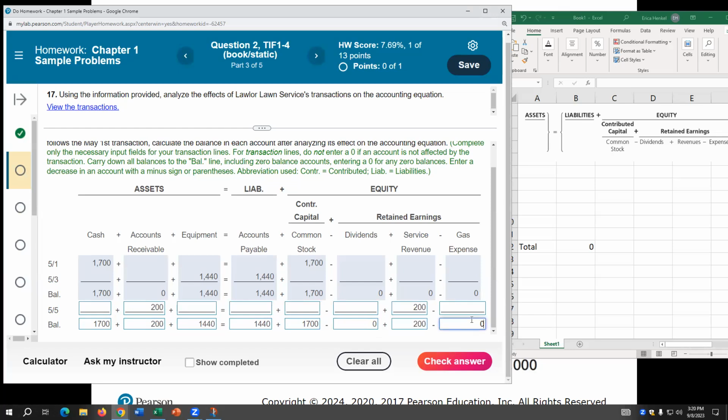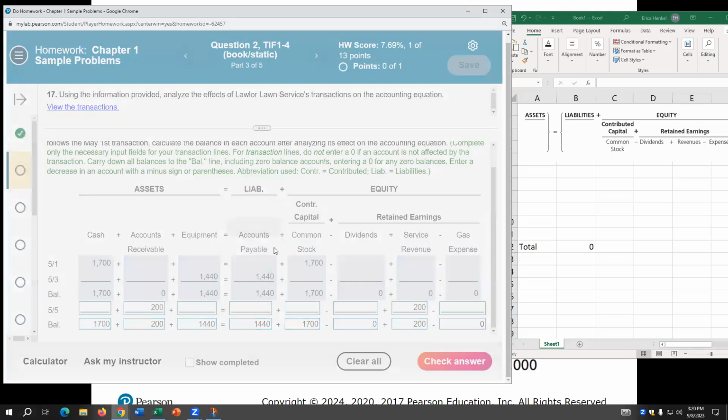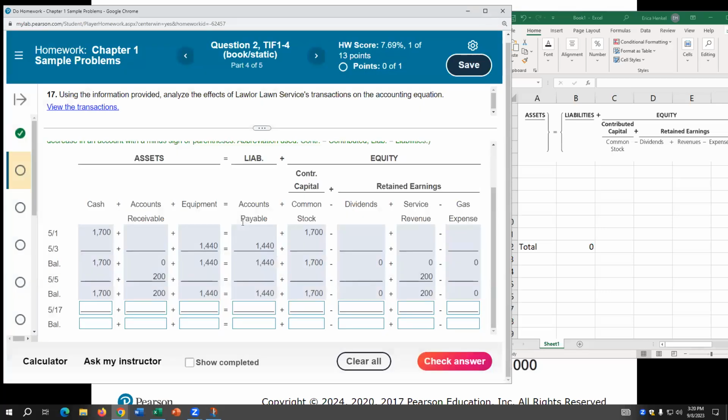All right, and we'll finish this problem on Monday, or if you want, you can take a stab at it. There are 2 other transactions in there. And then we'll finish that, and then hopefully we will get through the rest of chapter 1 on Monday, and then we'll roll into chapter 2.